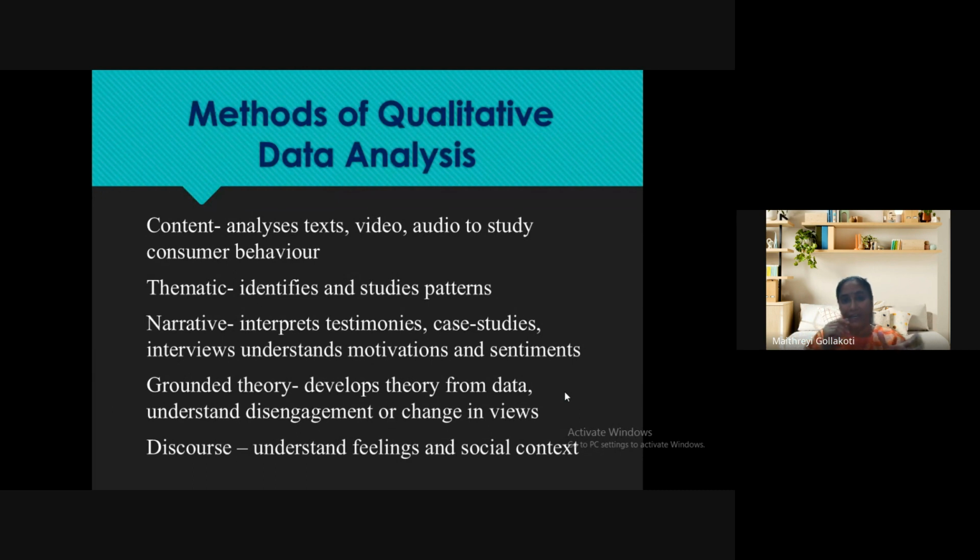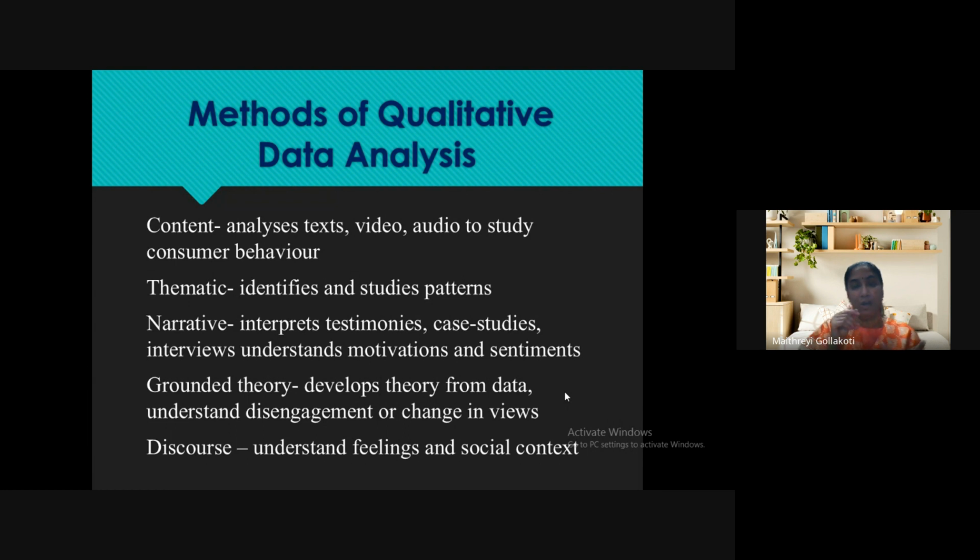In these, what we get is testimonies of people. They say, see, I was 100 kgs before, and now I have become 50 kgs because I have used this product. They will say how they have used it and how it has benefited them. So it is like a narrative, like a story. From this, we try to understand the product. Case studies, interviews: it understands the motivation and sentiments of the consumer.